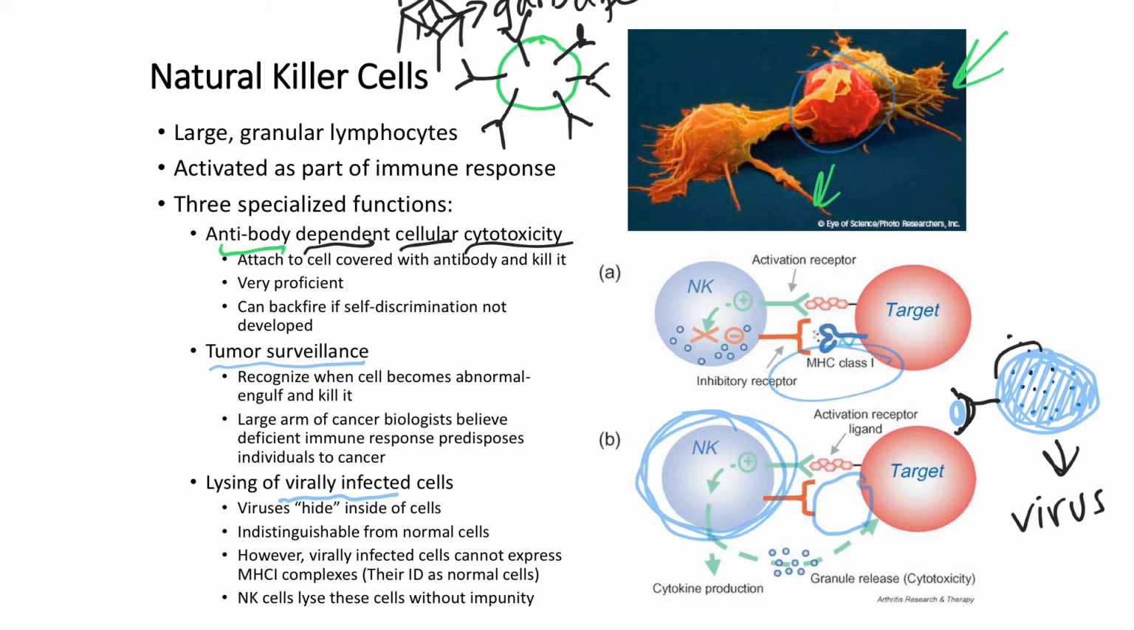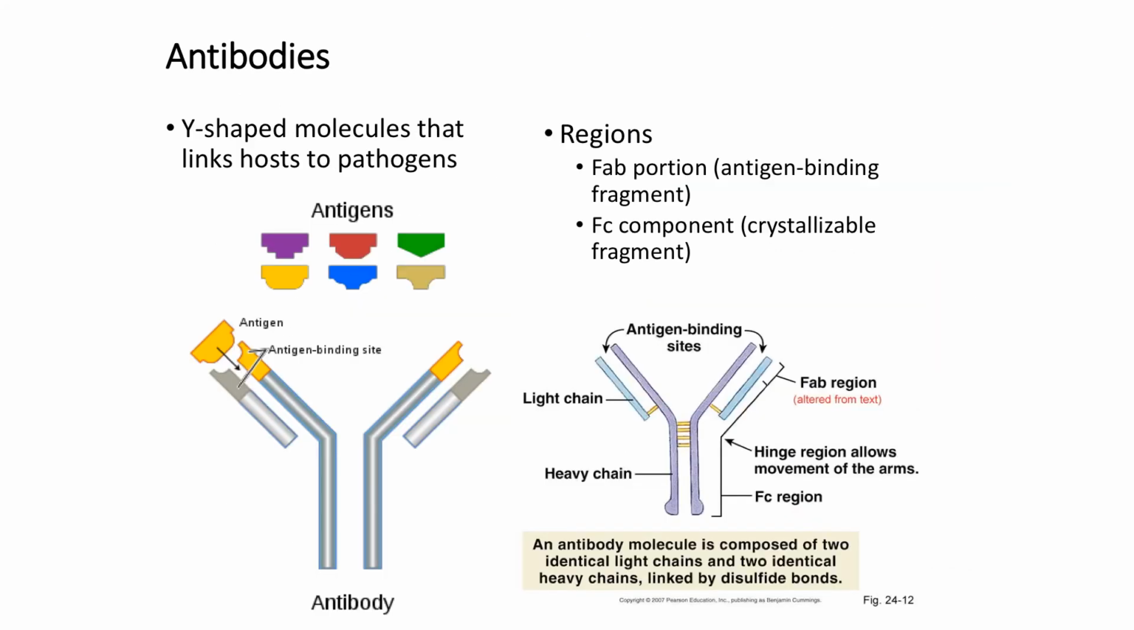If there's a virus inside of the cell, it cannot display an MHC1 complex because its cellular organelles that would typically break that down and display the antigen on a protein fragment have now been taken over to make the virus. So natural killer cells are really the ones that engage in looking for and killing virally infected cells.